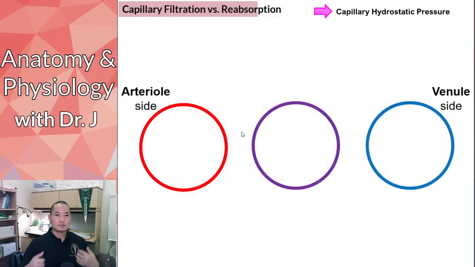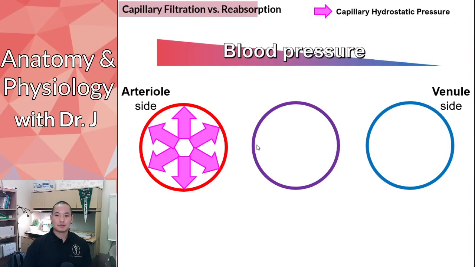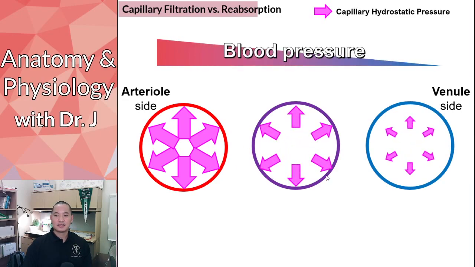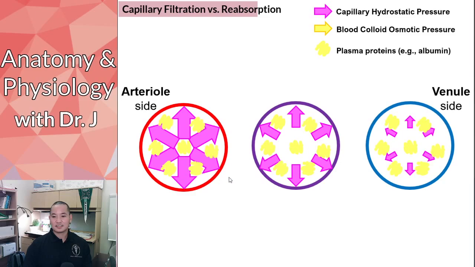Okay, so now let's put the two together. So this is why I should start off one at a time. Capillary hydrostatic pressure, again, is strongest on the arterial side because it's closer to the heart. Blood pressure drops off as you go from arteries to veins, so CHP drops off as you go from artery to vein. Now with blood colloid osmotic pressure, remember these plasma proteins, they stay in relatively constant concentrations from the artery to the vein side because they don't filter out of your blood.